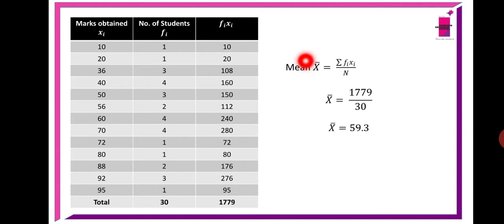So it is the direct method. Directly we are putting the value 1779 by 30. So you will get 59.3 approximately. In the direct method you are adding the products fi xi and you are adding the frequencies, the total number of observations, that is 30. Directly you are going to solve.